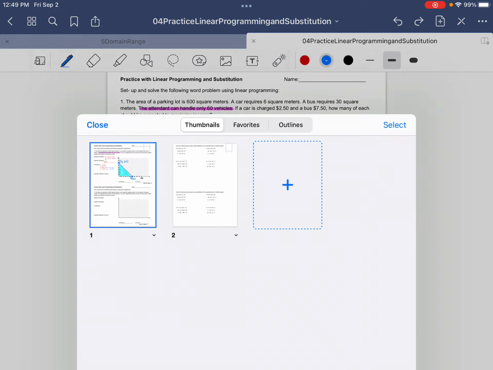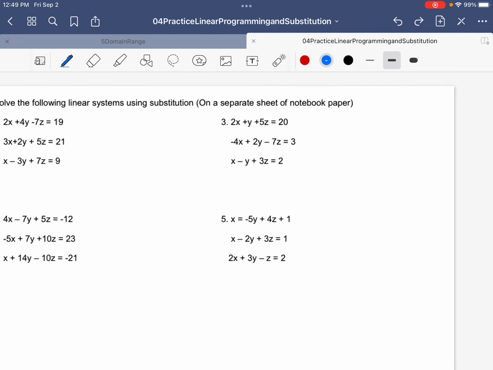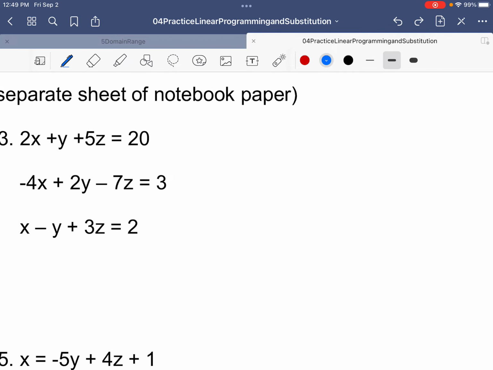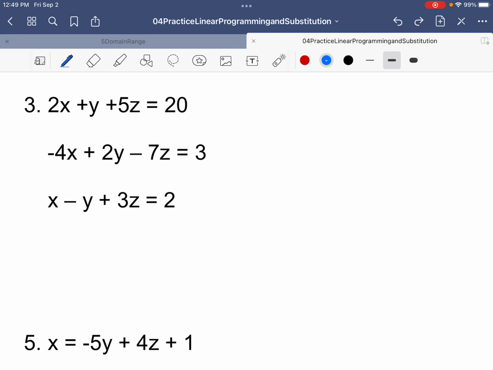Let me help you get started with one of these systems. If you notice, the directions are to do 3 out of 4 of these. And I actually suggest that you start with number 3. It's just a nice problem to start with. I'm going to help you get started. We've got this thing called the substitution method.